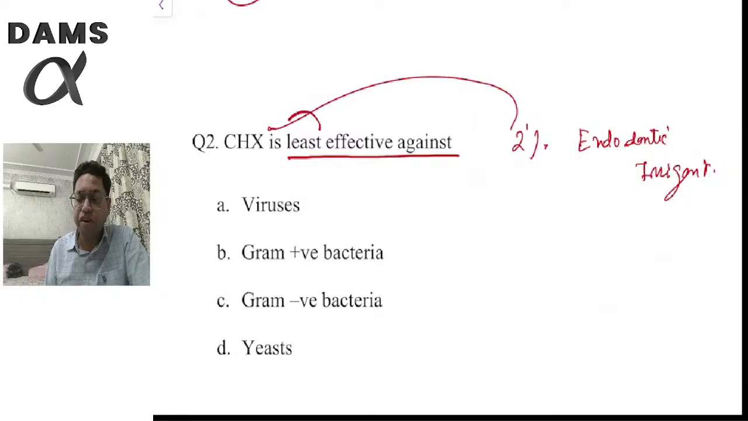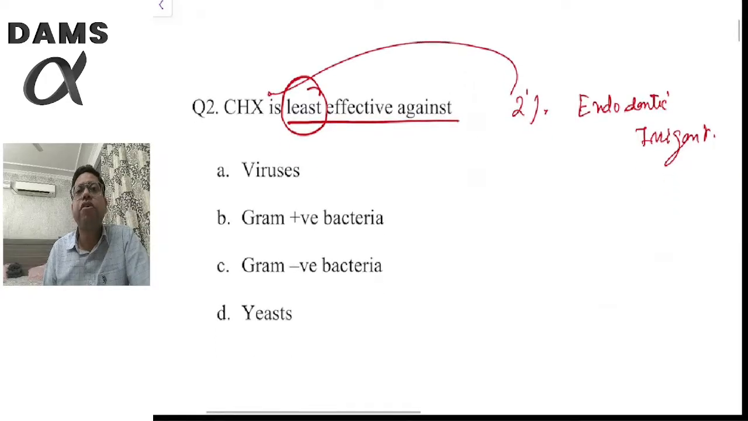It is asking, it is least effective against viruses, gram-positive bacteria, gram-negative bacteria, and yeasts. Now, we know that chlorhexidine is a broad-spectrum antimicrobial agent, and it inhibits both gram-positive and gram-negative bacteria. So definitely option B and C are correct. That chlorhexidine is effective in killing both gram-positive and gram-negative bacteria. Yeasts and yeast-like fungi like Candida albicans are also killed by this.